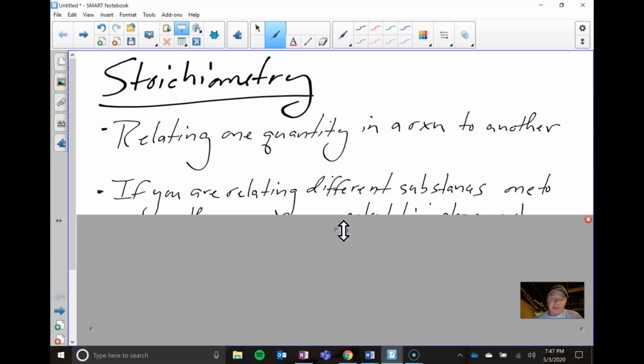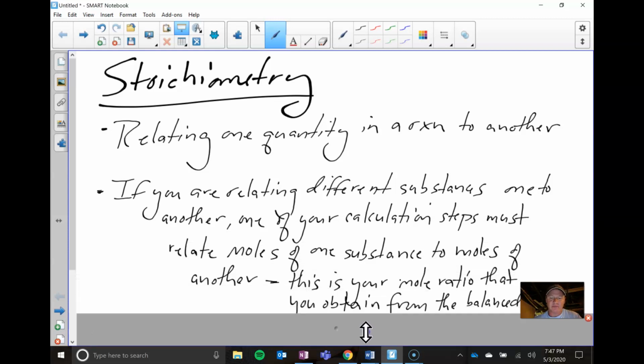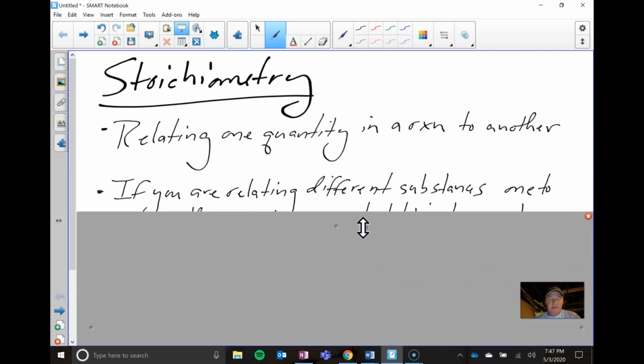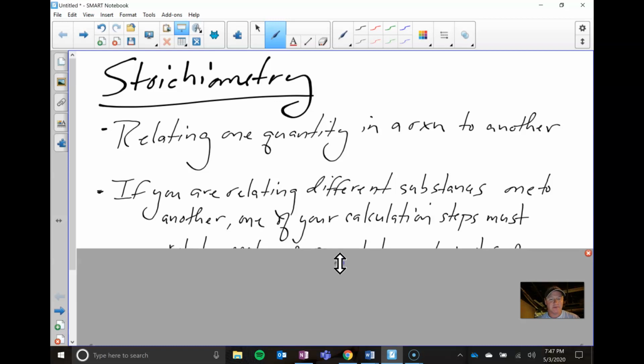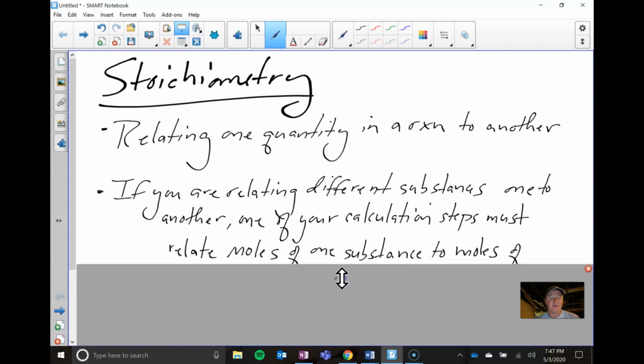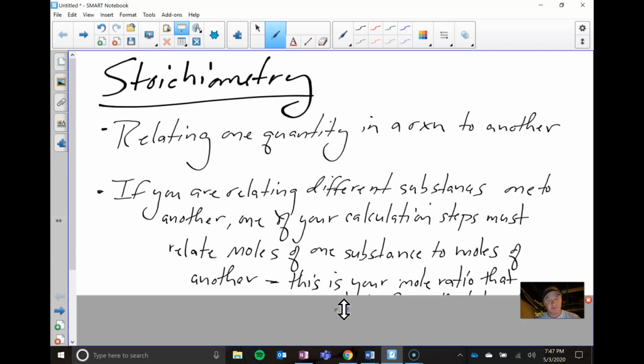I want to make this next point, and I want to come back to it as we get into some of our practice problems. So here's this point. If you are relating different substances one to another, like we do in stoichiometry, then one of the calculation steps must relate moles of one substance to moles of another substance.